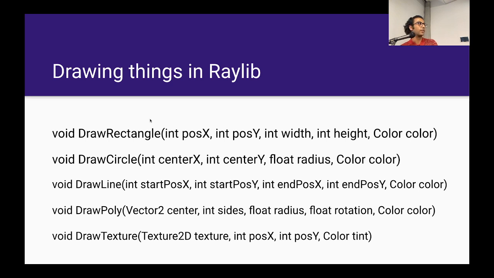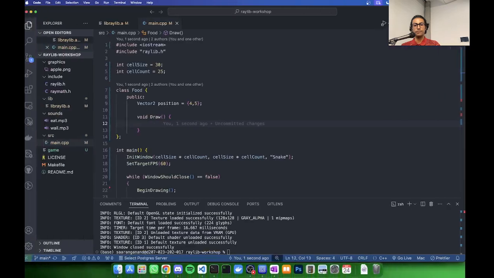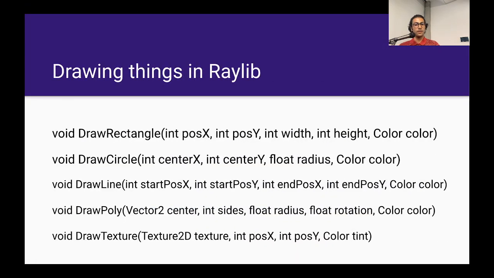And there's a lot of different ways you can draw things in Raylib. A few of the popular ones are you can draw rectangles, circles, lines, polygons, and you can also draw textures. Let's start off with rectangle, and as you can see, draw rectangle accepts 5 different parameters. It accepts the x position and the y position of the top left corner of the rectangle.